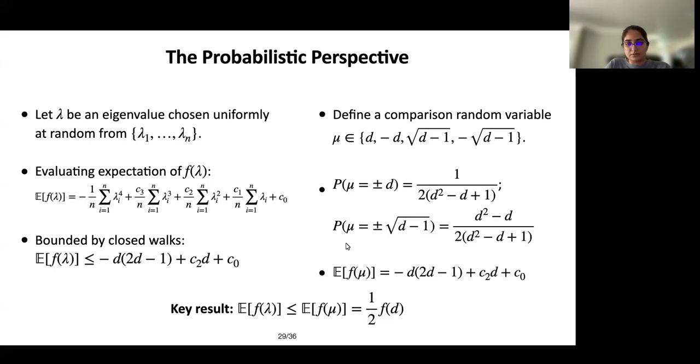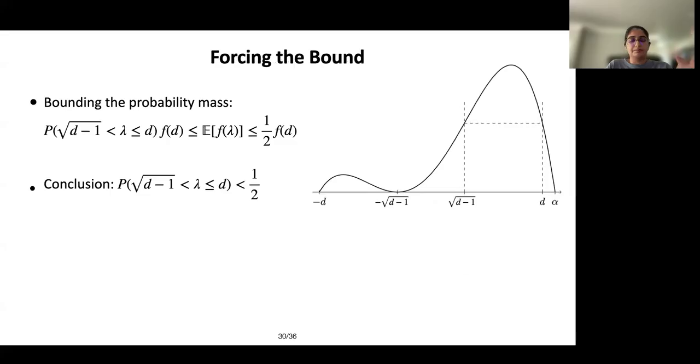So all this work we do gives that the expectation of f(λ) is less than or equal to half of f(d). We then bring this all together to force our bounds and show that the probability of my eigenvalue lying in this range times f(d) has to be less than or equal to half of f(d), and we get the conclusion that we wanted to enforce from the beginning. We have achieved our goal.